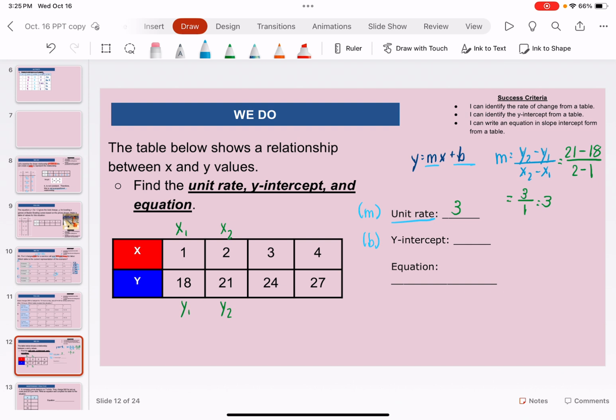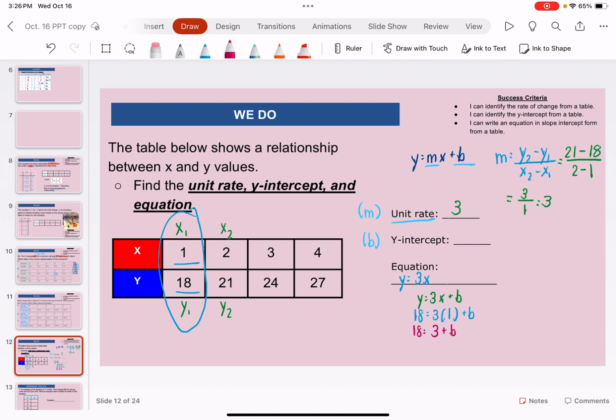So I'm going to start writing our equation because we have our unit rate, so I can at least write the y is equal to 3x part, right? But we don't know what b is, so I'm going to keep that blank. But down here, I'm going to write y is equal to 3x plus b because we do have to solve for b. And what I'm going to do is I'm going to choose our first point that we used. I'm going to choose the y value and then the x value and plug it into our equation. So our y value is 18, so we have 18 is equal to 3 times our x value, which was 1, plus b.